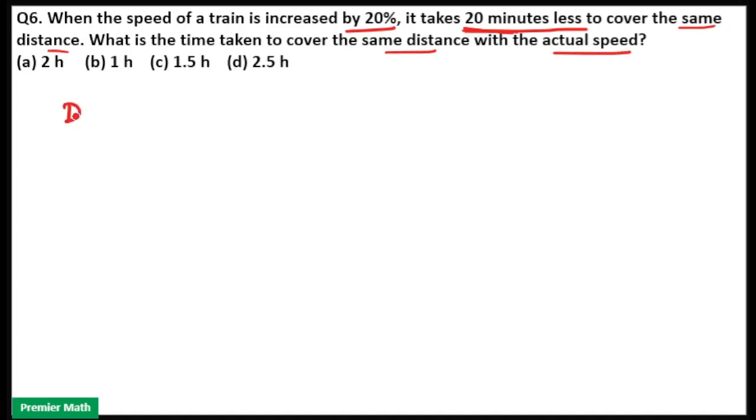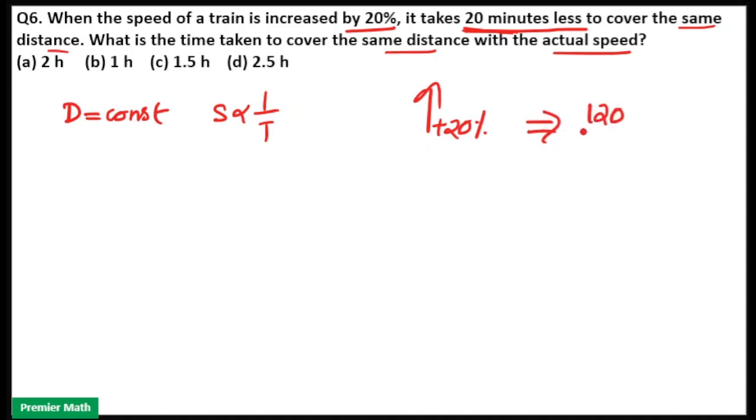Here, distance is constant. That means speed is inversely proportional to time. Whenever distance is constant, take the speed ratio and time ratio. Here, speed of train is increased by 20%. Increased by 20% is equal to 20 plus 100, that is 120%. 120% is equal to 120 by 100. If you take the ratio, 20 into 6 is equal to 120. 20 into 5 is equal to 100.